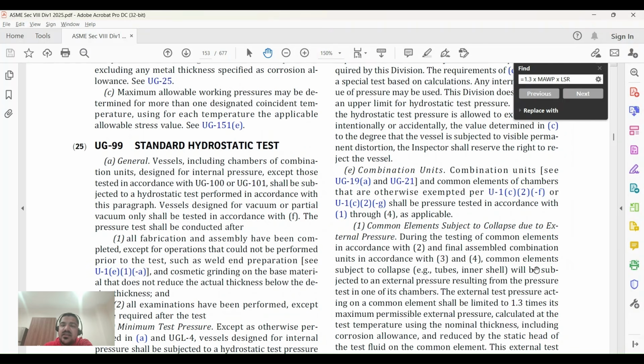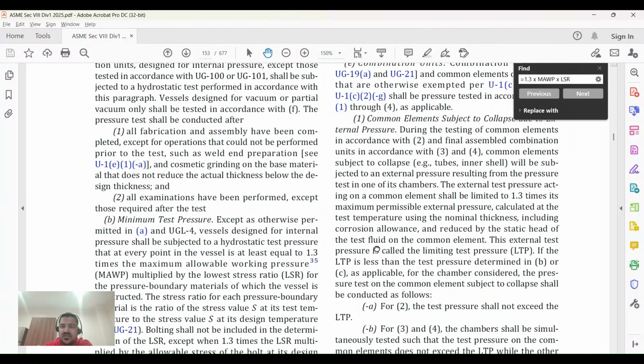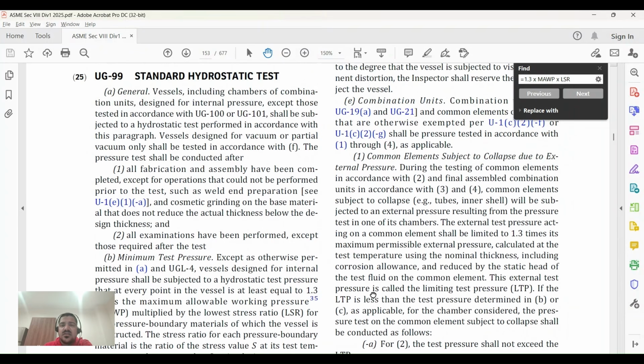Further, E is a supporting clause, like it talks about the combination of units. Here, as an inspection, we are not having much to be discussed.